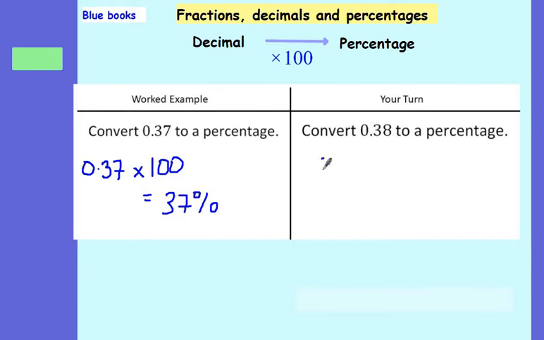Okay, let's go through the answer. We're looking at 0.38 times 100, which gives me what, Barbara? 38%, lovely.